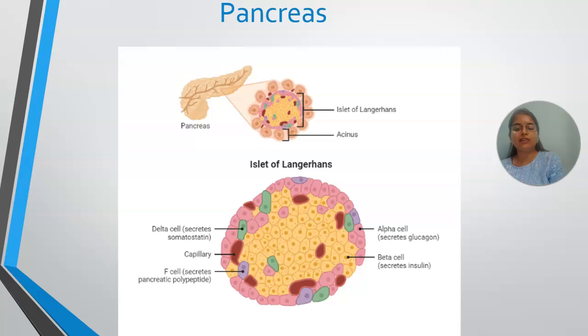The first one is alpha cell, which secretes glucagon. Then we have beta cell, which secretes insulin. Then delta cell, which secretes somatostatin, and F cell, which secretes pancreatic polypeptide. Now the glucagon increases the glucose level of the blood, insulin reduces the glucose level of the blood, somatostatin inhibits the function of these hormones.